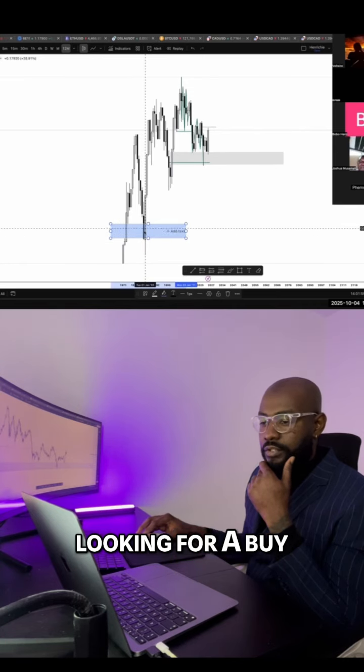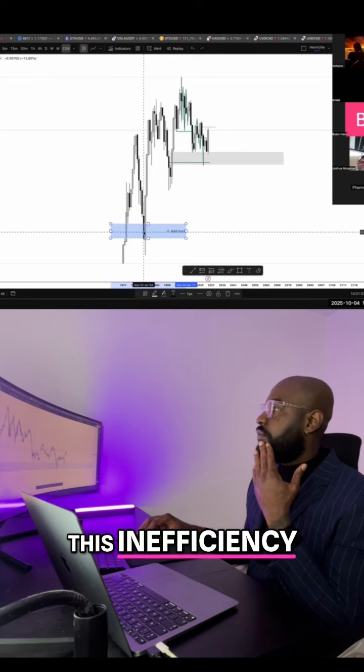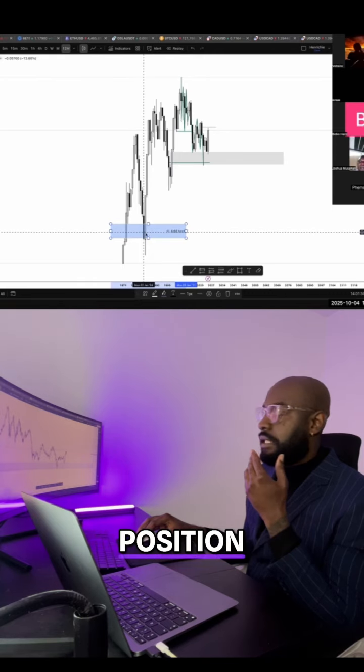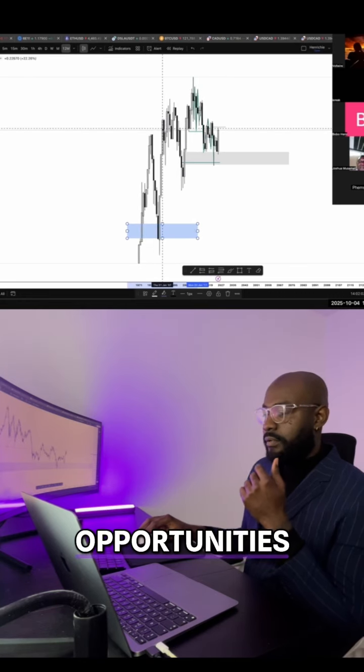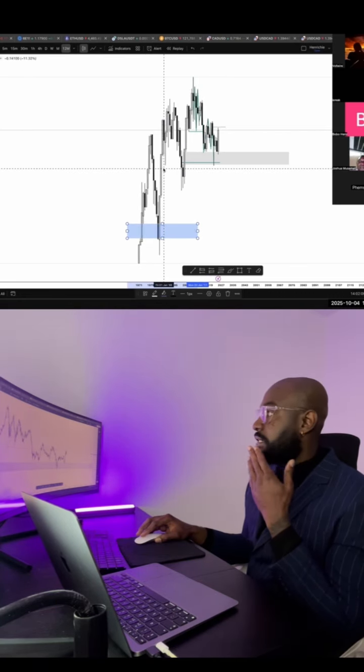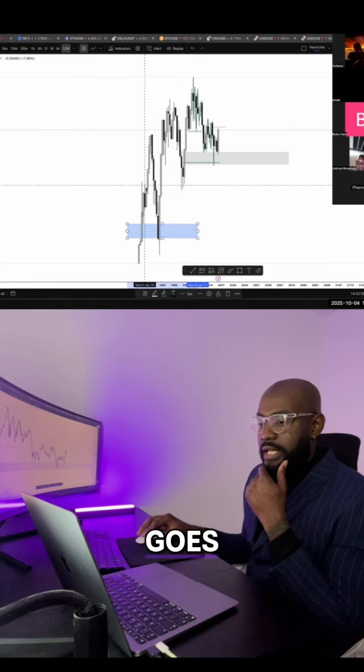So if you are on sells, you would have used this inefficiency as your take profit position. And if you are looking for a buy, you would have used this inefficiency as your entry position, where you start looking for entries for buy opportunities. The same thing goes for this position here.